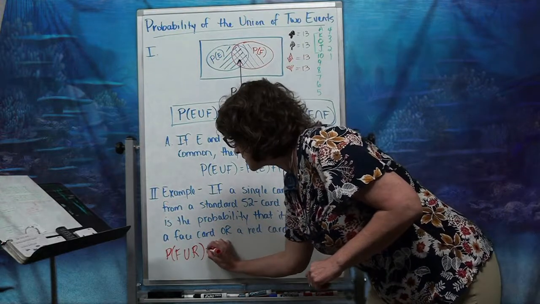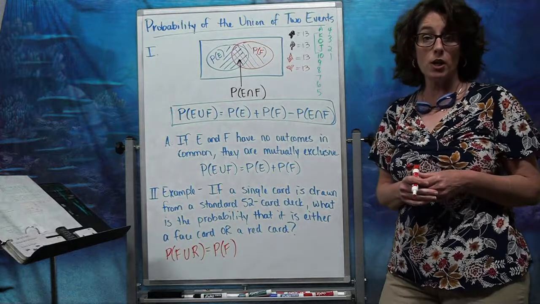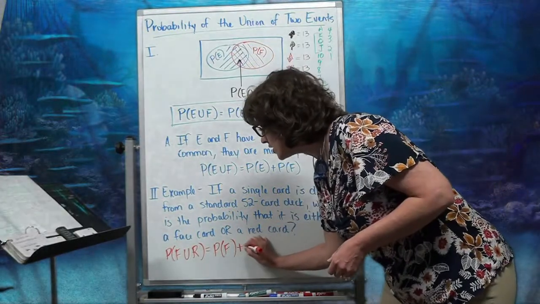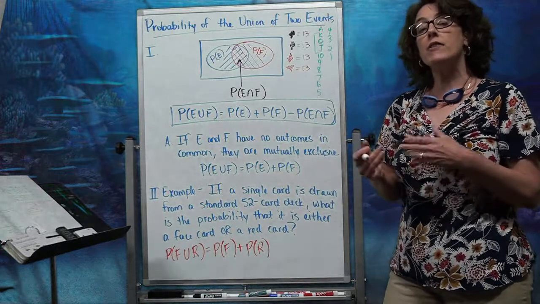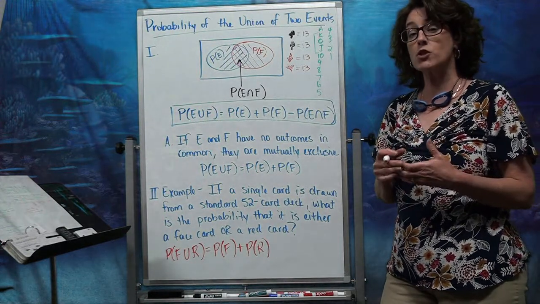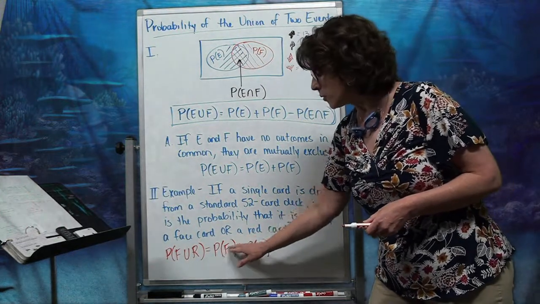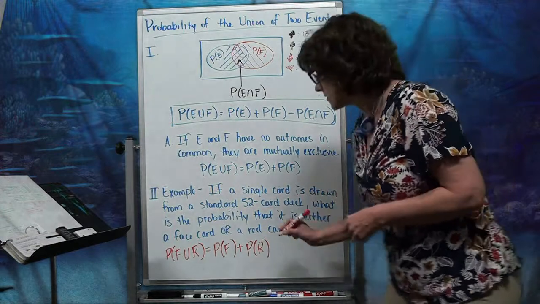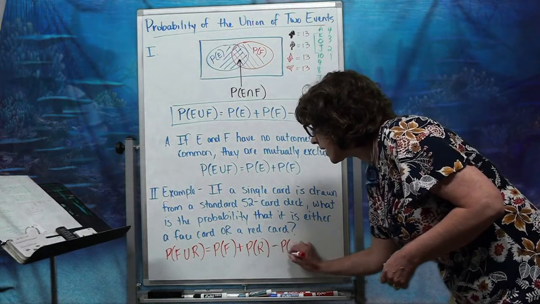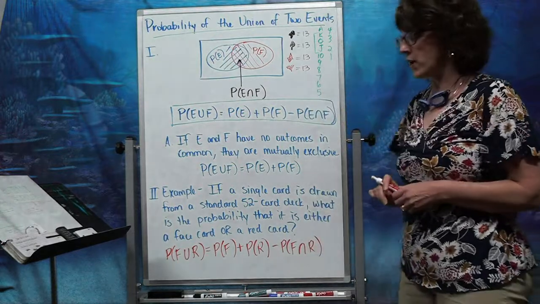So that means I need to deal with the probability of having a face card and that probability alone, in addition to the probability of getting a red card. But there's going to be an overlap, because there will be some red cards that are face cards. They'll get counted once here, and they'll get counted again here. I don't want them counted twice. So I need to take out that overlap, that intersection of face card with a red card.